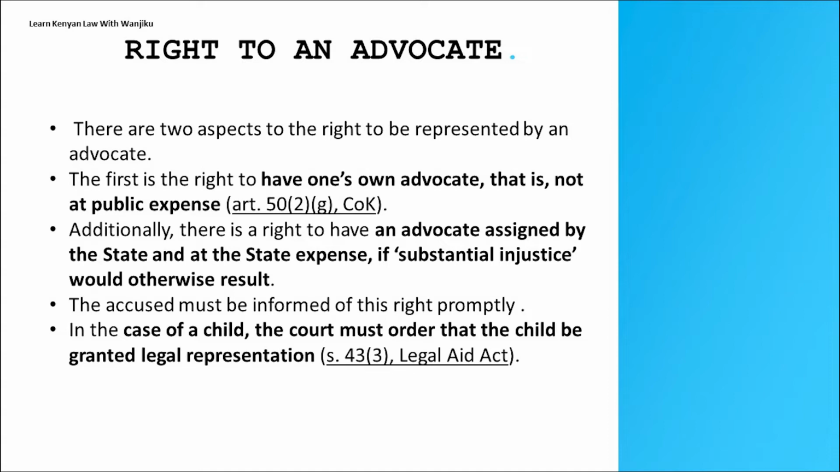And mostly, the state assigns an advocate for you if they sit down and realize that if you go to court without an advocate, it might cause a substantial injustice. So sometimes the court is compelled to just make sure you have an advocate, because if the case goes on without you having an advocate, it might cause a substantial injustice. And of course, another important thing to note when you're talking about a right to an advocate, in the case of a child, the court must order that the child must be granted legal representation. So if the accused person is a child, the court has to order that this child has legal representation.